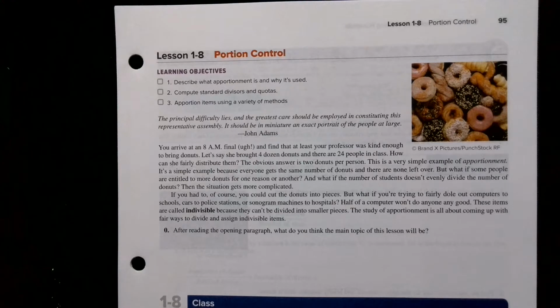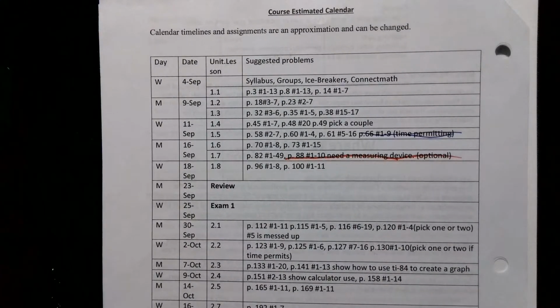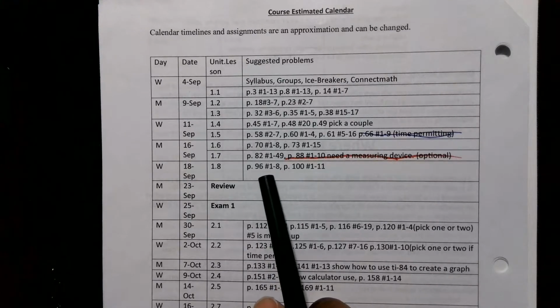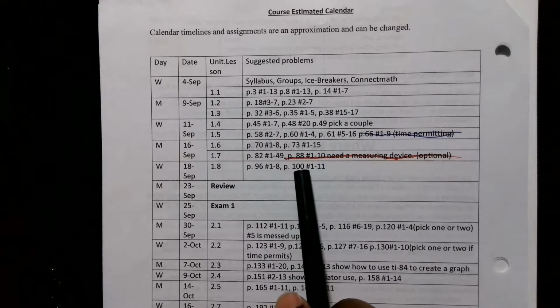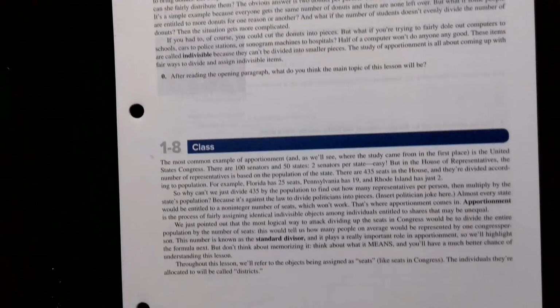Now, according to our syllabus for section 1A, we are supposed to cover pages 96, 1 through 8, and page 100, 1 through 11. But we're starting on page 95, which is the actual start of section 1.8. Okay, now we're going to go down here to the bottom.